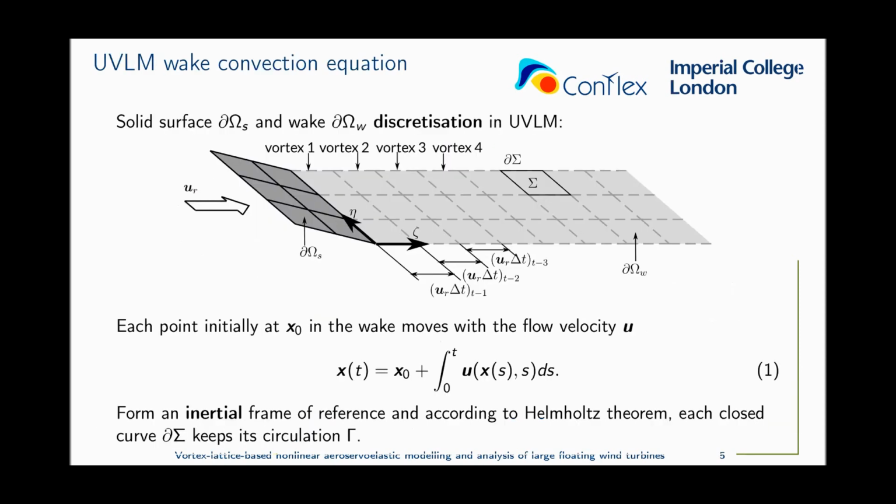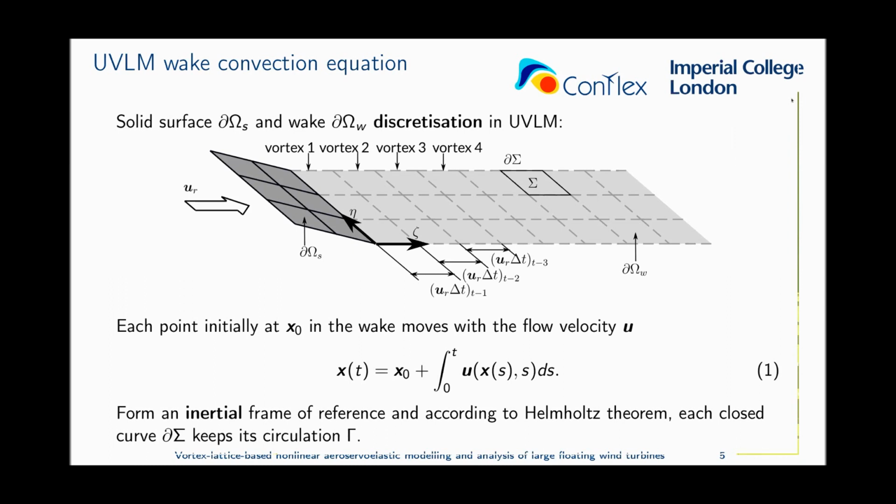So I would like to start presenting you a method we propose to reduce the cost of UVLM. In this figure, you can see the UVLM mesh for solid surfaces in dark gray, and in light gray, you can see the wake. The wake is just a two-dimensional surface where the vorticity of the flow is contained. So this wake surface is going to move together with the flow according to equation 1.